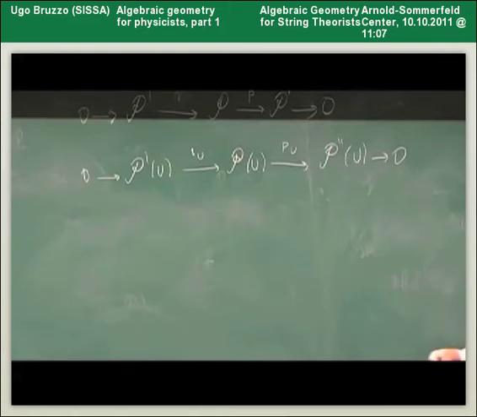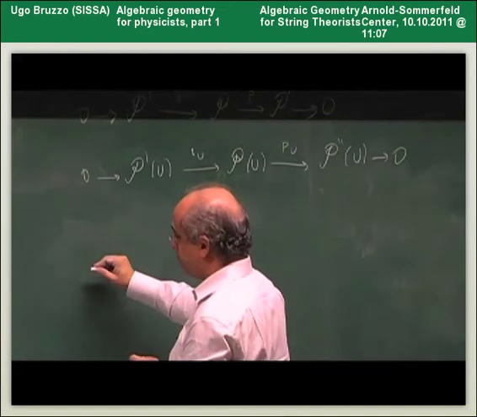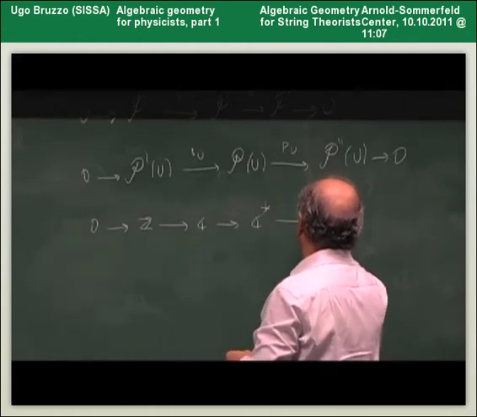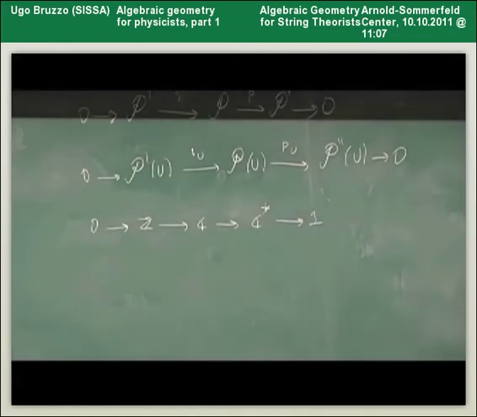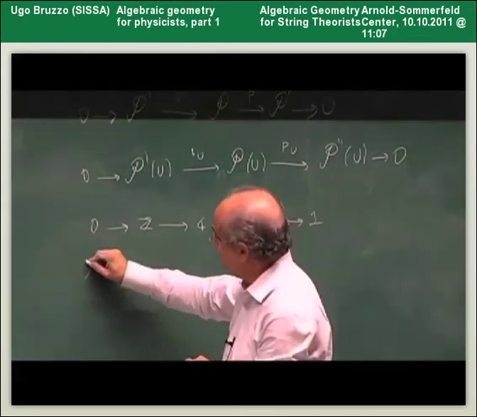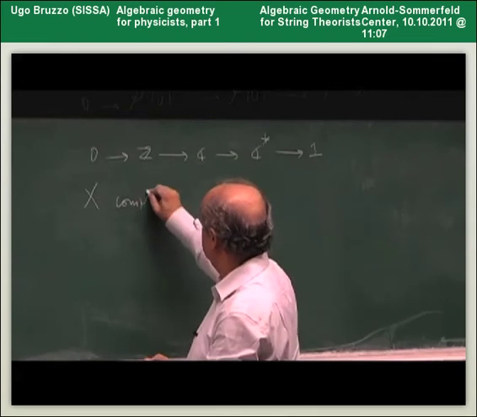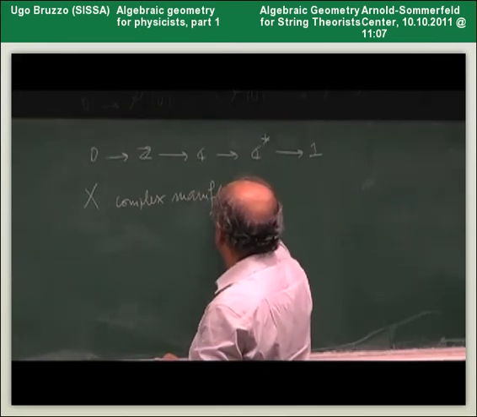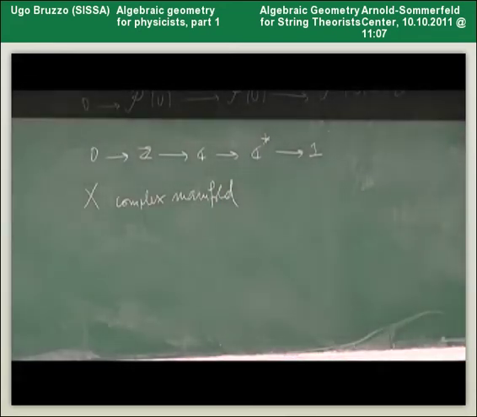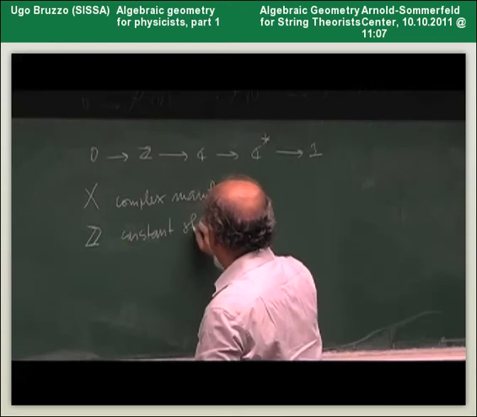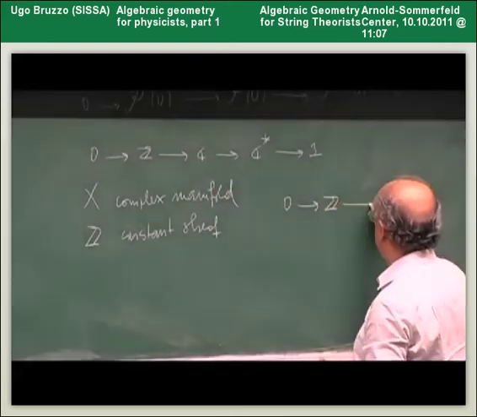And it's very easy, for instance, to make an example. Suppose you remember this exact sequence. Out of this, we can use this as a suggestion to get an exact sequence whose blocks are sheaves. So we consider, for instance, suppose that X is a complex manifold. We know more or less what a complex manifold is, right? Anyway, I'll give this definition in the next lecture. So X is a complex manifold, Z is the constant sheaf on it. And now, instead of C, I consider the sheaf of holomorphic functions.